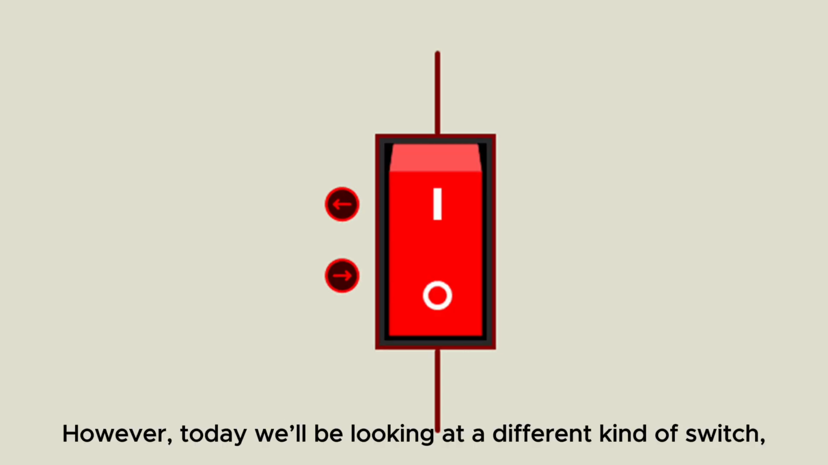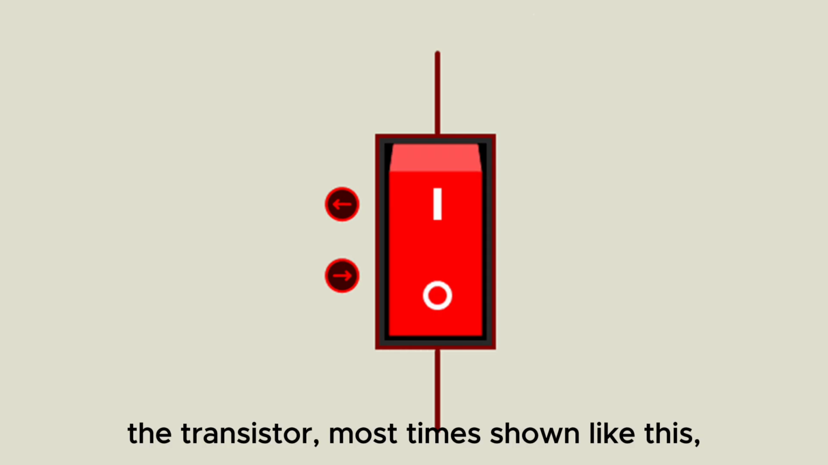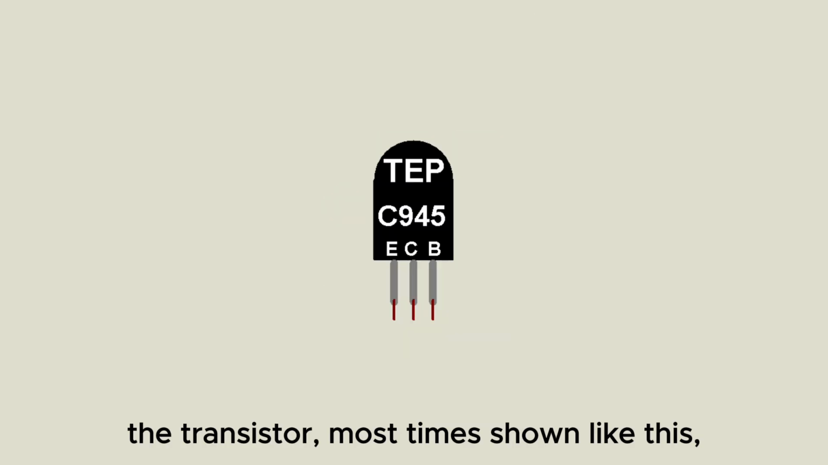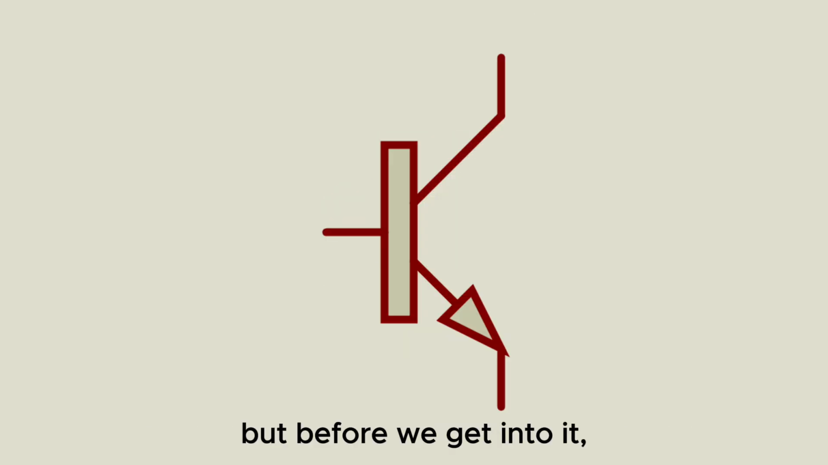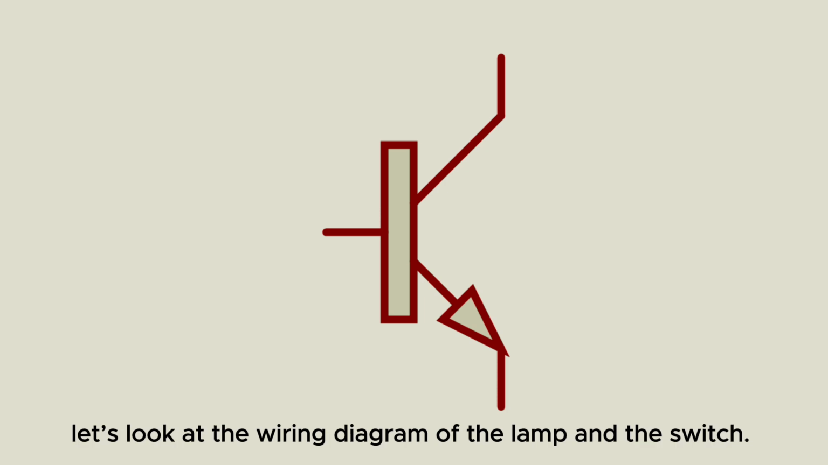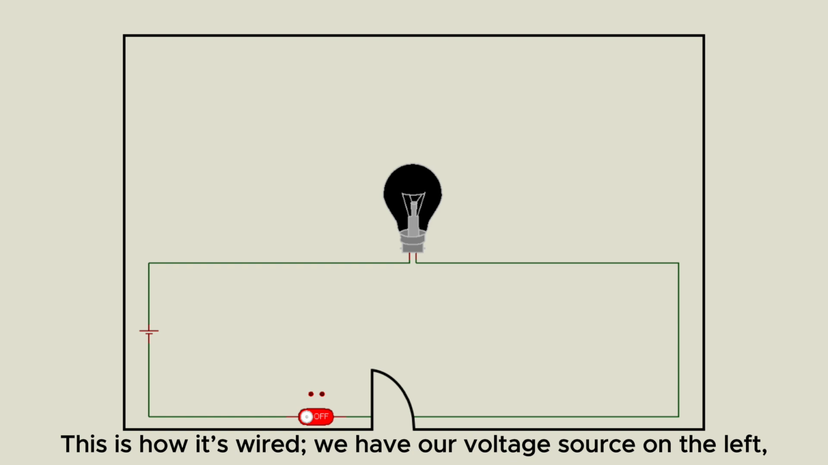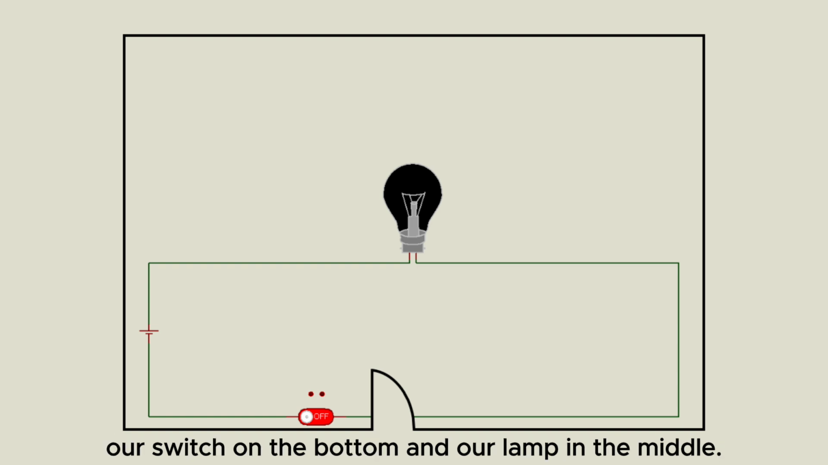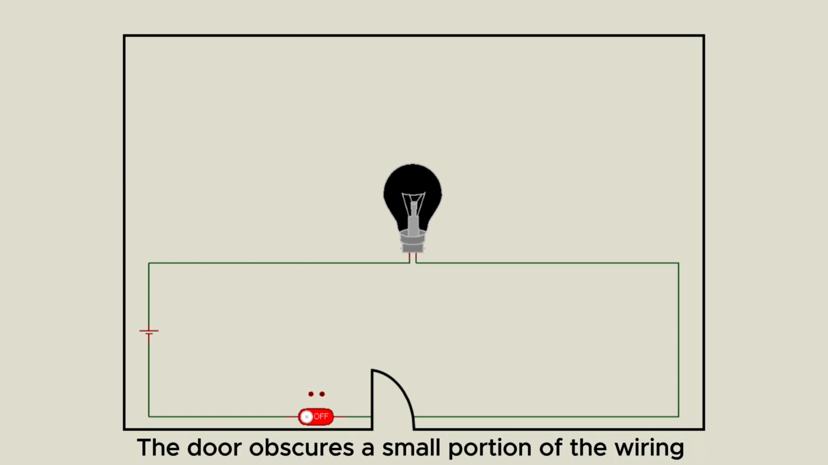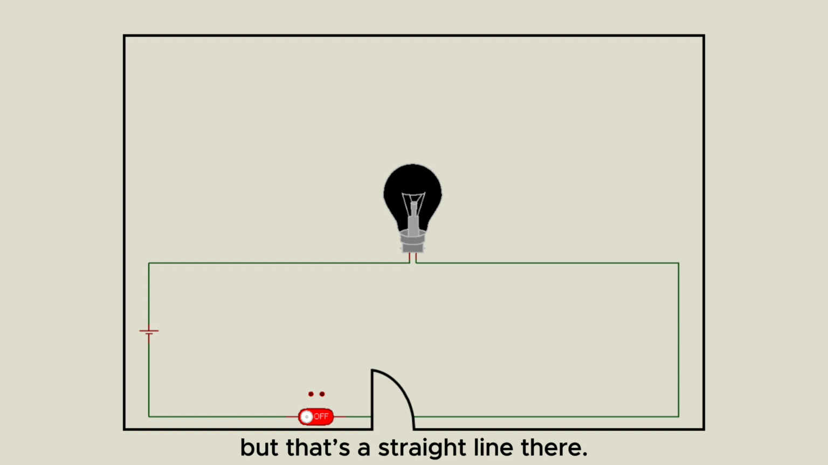However, today we will be looking at a different kind of switch, the transistor, most times shown like this. But before we get into it, let's look at the wiring diagram of the lamp and the switch. This is how it is wired. We have our voltage source on the left, our switch on the bottom, and our lamp in the middle. The door obscures a small portion of our wiring, but that's a straight line there.